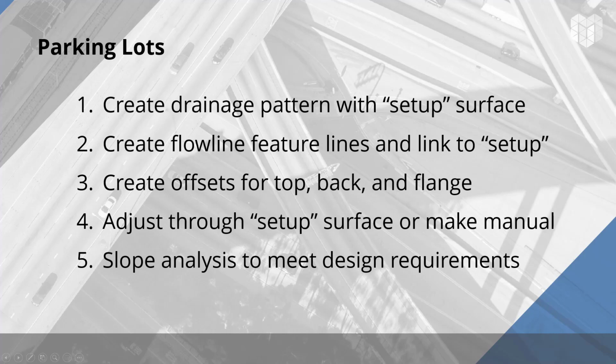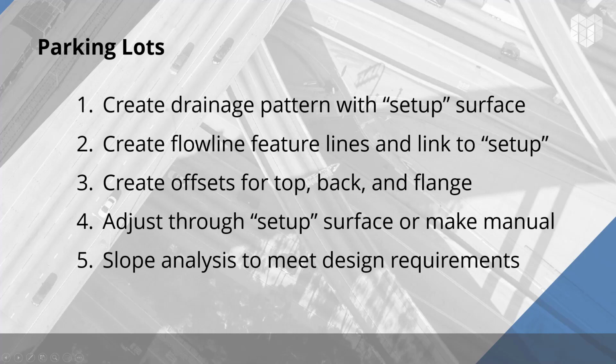And then we're going to create offsets for the top, the back, and the flange or the lip of the curb. Then we can make grading adjustments through the setup surface, and that will push to our flow line, and then we can adjust our top, back, and flange feature lines from there. Or you can make manual edits at that stage as well.